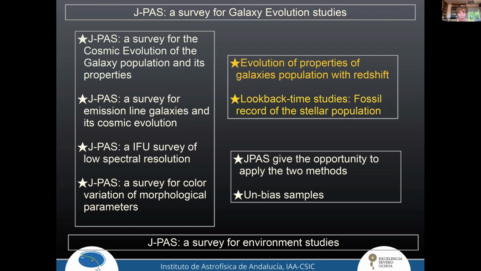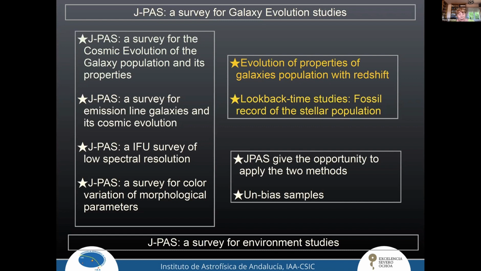And also, I will show you later, it is a perfect survey for IFU-like studies, because we have a camera with a very good pixel size, only 0.23 arcsec per pixel. That means we can study not only the properties of the galaxy in the central part, but also how the properties change with radial distance. J-PAS is also a very good survey for studying the color variation of morphological parameters.